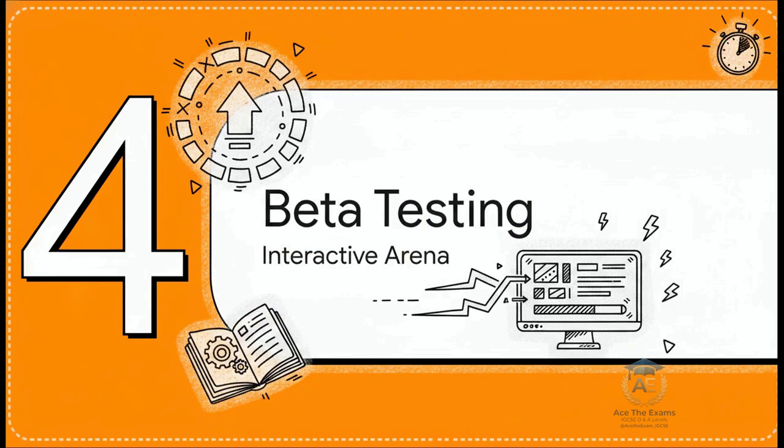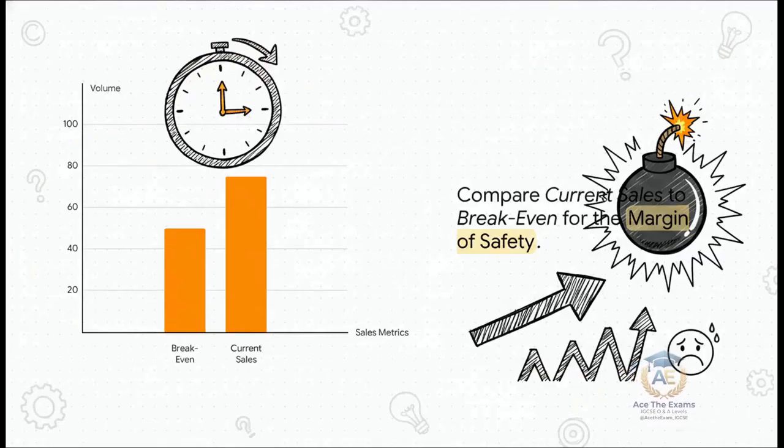Let's enter Section 4, the beta testing arena. Let's run an immersive reader audit on your evaluative processing speed right now. I'm starting a simulated 60-second visual countdown in our minds. Analyze the break-even versus current sales volume data and extract the trend. Ask yourself, what happens to the business's risk profile as that current sales volume bar creeps closer to the break-even bar?